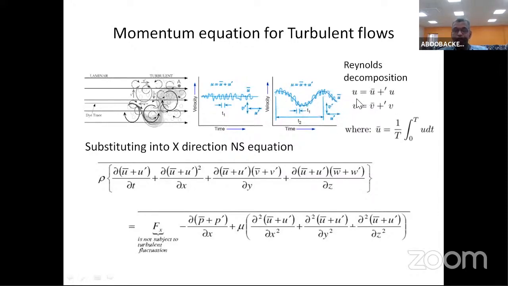Reynolds decomposition means resolving the actual U, V, W, etc. into a mean component plus a fluctuating component. That is u equals u bar plus u dash, v equals v bar plus v dash, etc. Here u bar is the time average over a period of time, such that the mean of these fluctuations over a period of time will be zero, because the fluctuating component will be above the mean and below the mean over a period of time. That happens to be zero because it balances above and below.